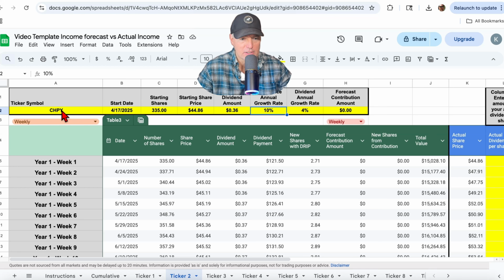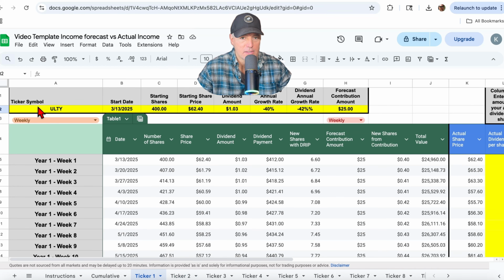What you do want to change up here is the ticker symbol. So we have ULTY. You just type in ULTY. Want to make sure that's in all caps, just like it would be on the ticker symbol. You want to put the starting date, the date that you actually bought the fund or that you want to forecast from. Now, hold on to this thought. Whenever you put that date in, that is going to be the date that you were looking at in both the forecast and comparing it to the actual.